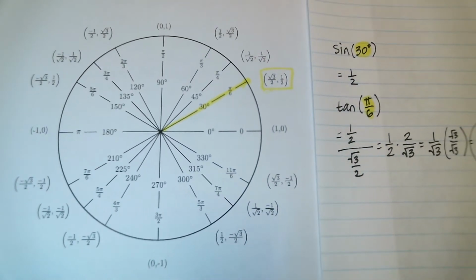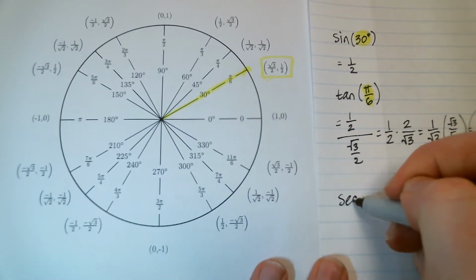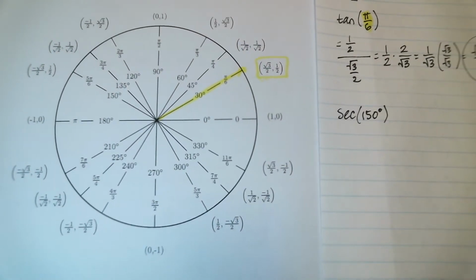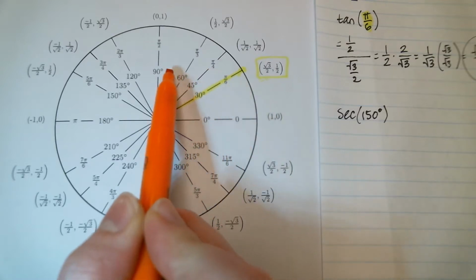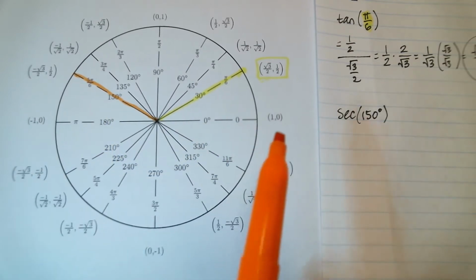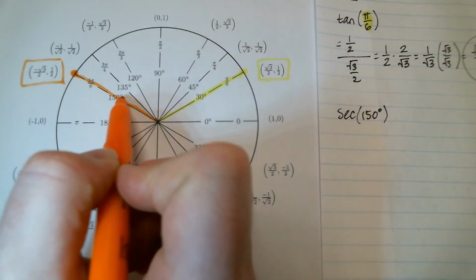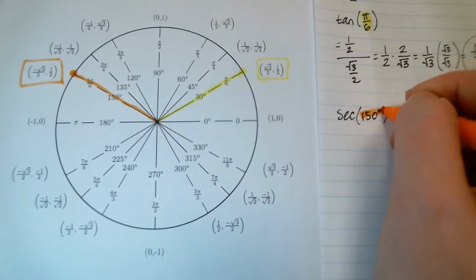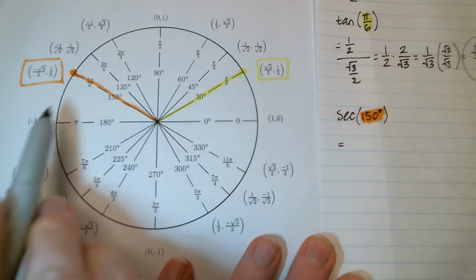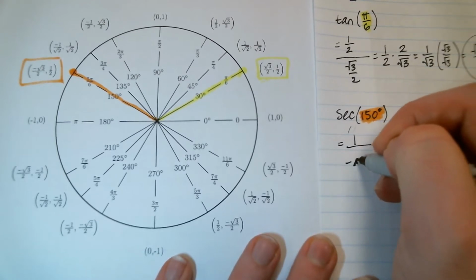So let's say instead I wanted to find secant of 150 degrees. Again, I need to find the terminal side for 150 degrees, which is right here. But it's not about the degrees, it's about the ordered pair, that point on the unit circle associated with 150 degrees. Secant is defined to be 1 over the x-coordinate of that point.